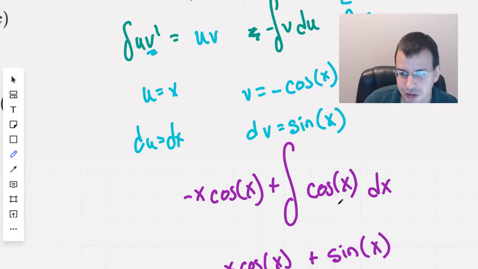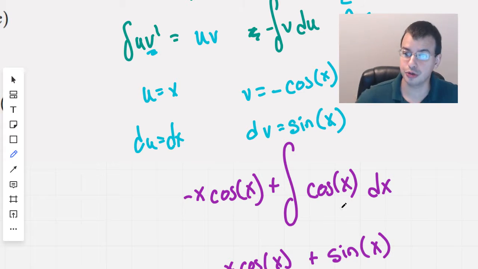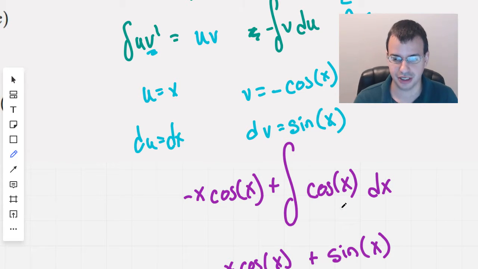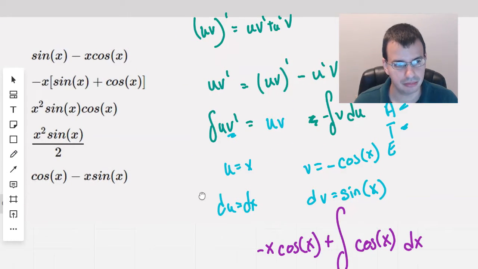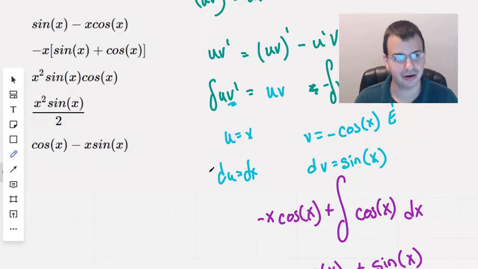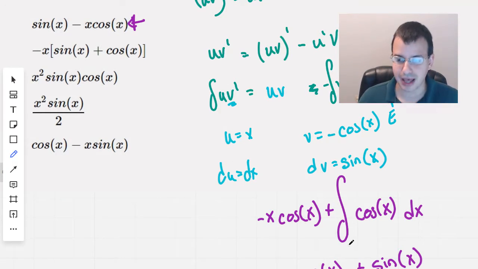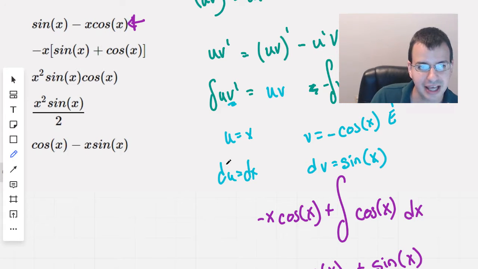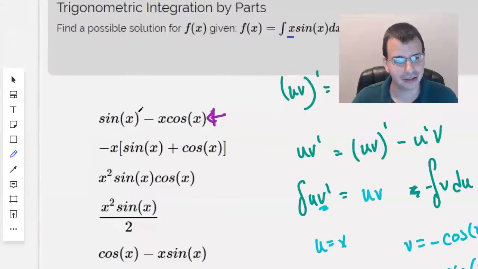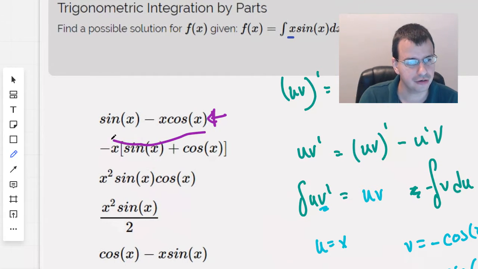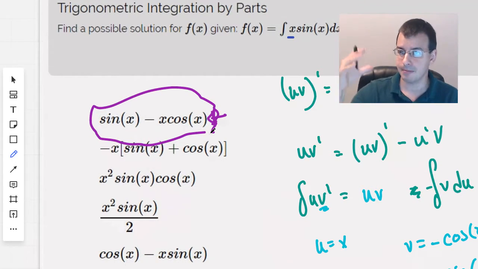So if the integral of cosine of x equals sine of x, then the derivative of sine of x going the opposite direction should be cosine of x, which is true. The derivative of sine of x is positive cosine of x, so I got the sign correct on that. Is that everything? I think that's the whole problem. And it's even right here, this is the answer, they just switched the order: sine of x minus x cosine of x. That's not too bad at all. I even feel good about myself.